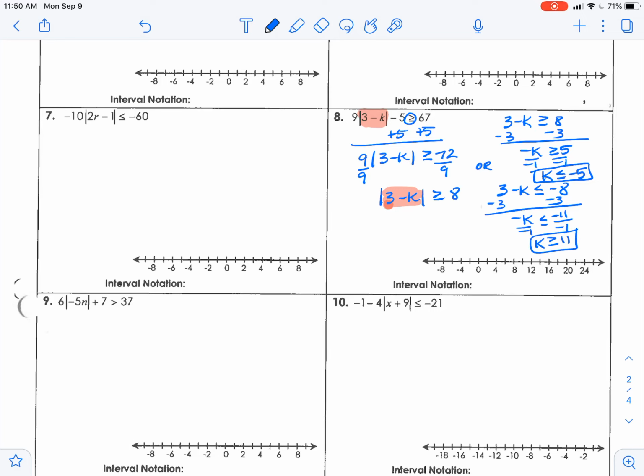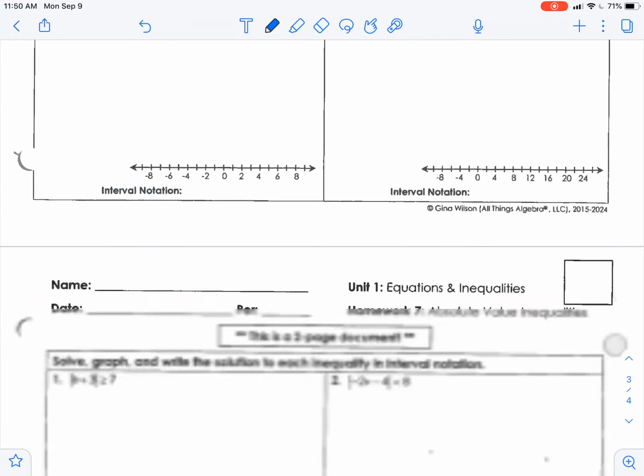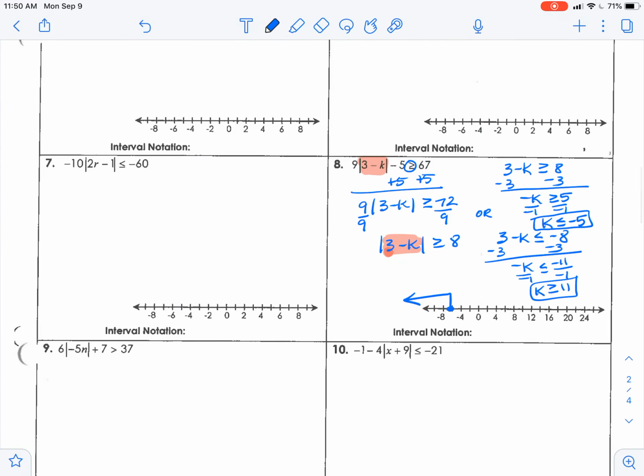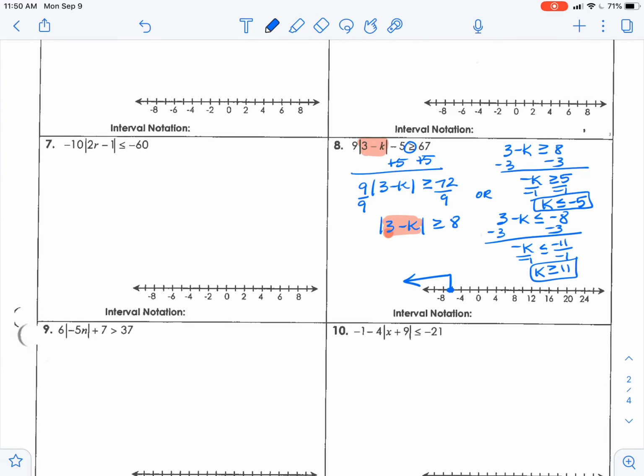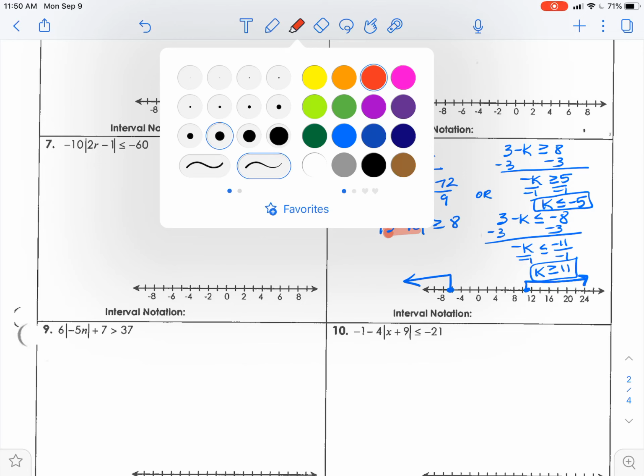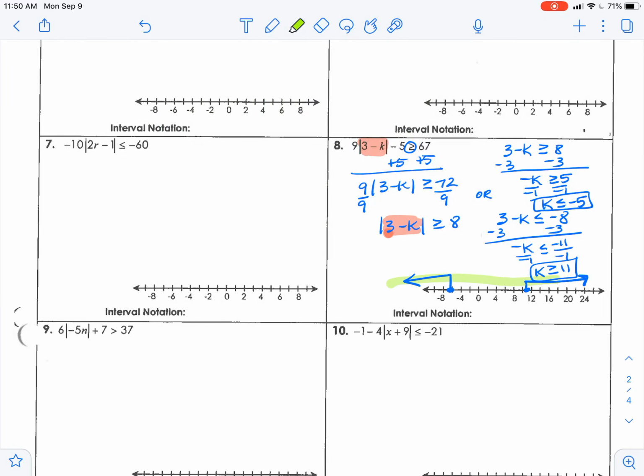Okay, so I'm going to graph it. I have everything less than or equal to negative 5, and I have everything greater than or equal to 11. See that 10, so 11 would be about right there. And so that would be my graph. That would be my final answer there. I'm going to highlight it so you can see it a little better.